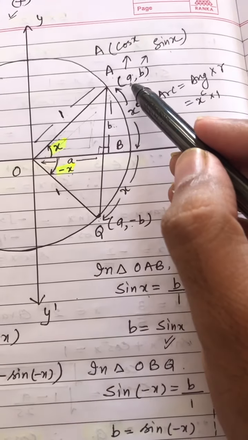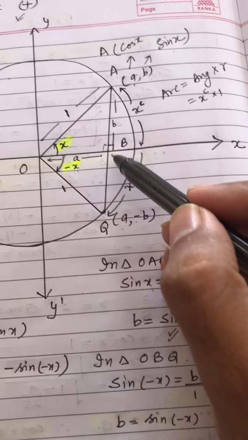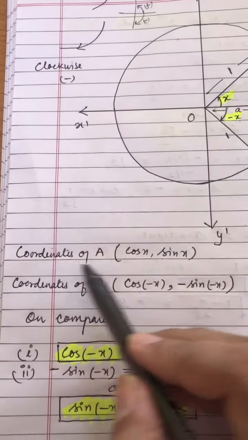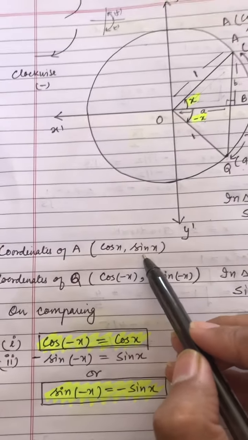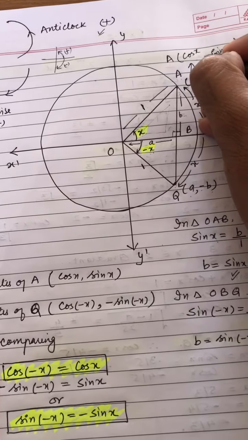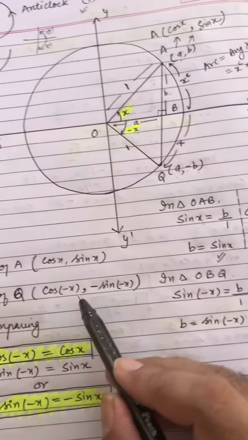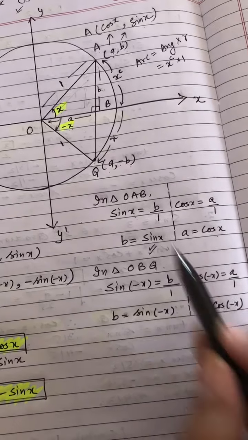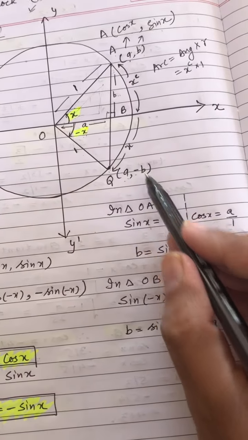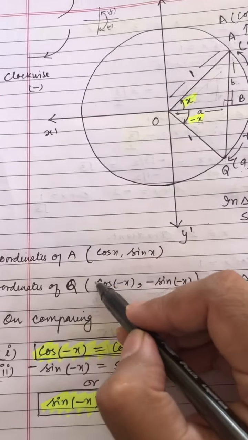Now what are the coordinates? This is (a, b). What are the coordinates of point Q? (a, minus b), because here the b will be negative. So if I compare, the coordinates of A are (cos X, sin X). And what are the coordinates of point Q? The a coordinate is cos of minus X and the b coordinate is actually minus b, so minus times sin of minus X. So these are the coordinates.